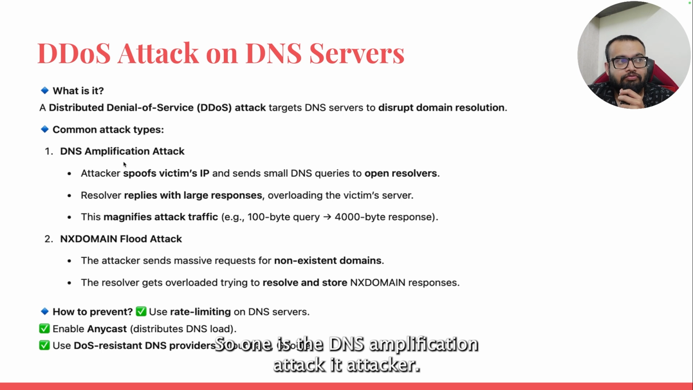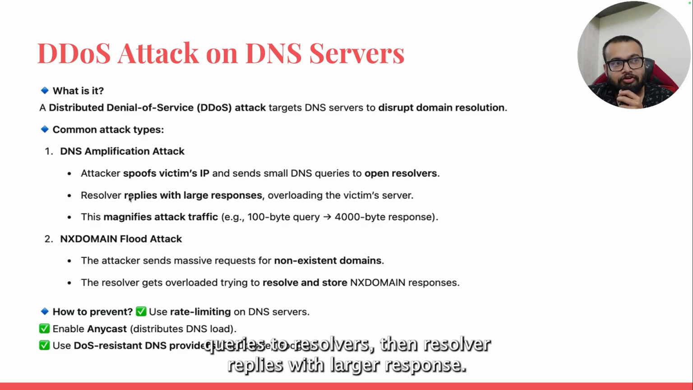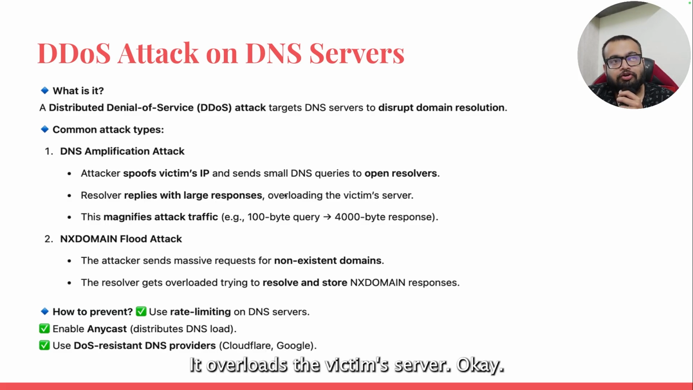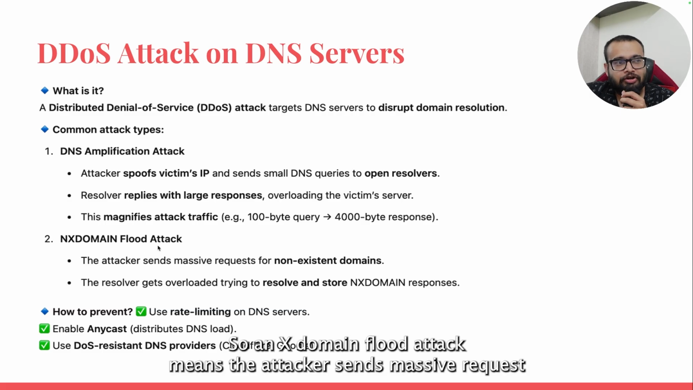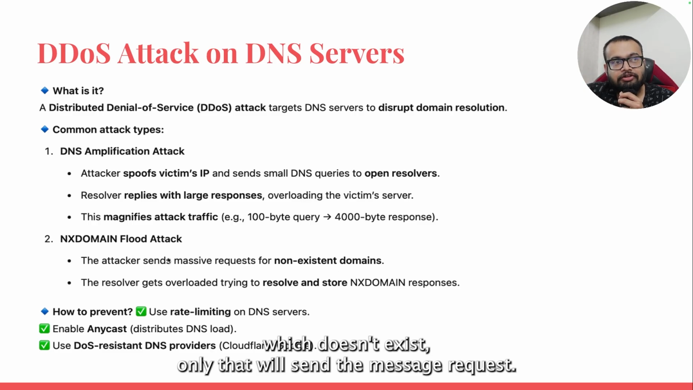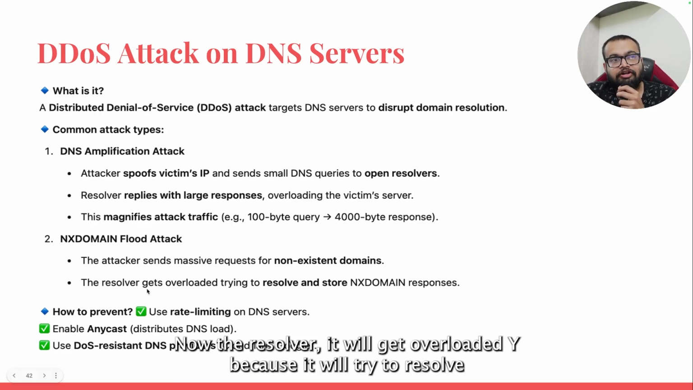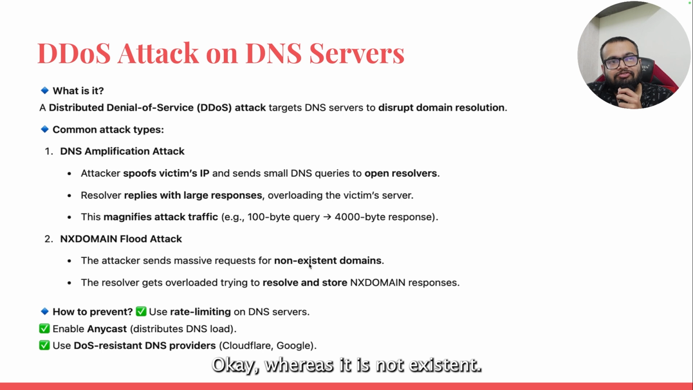One is the DNS amplification attack. The attacker spoofs the victim's IP and sends small DNS queries to resolvers. The resolver then replies with a larger response, which overloads the victim's server, like a 100 byte query and a 4000 byte response. The NX domain flood attack means the attacker sends a massive number of requests for a non-existent domain. The resolver gets overloaded because it tries to resolve them and store the NX domain responses, whereas the domain doesn't exist.